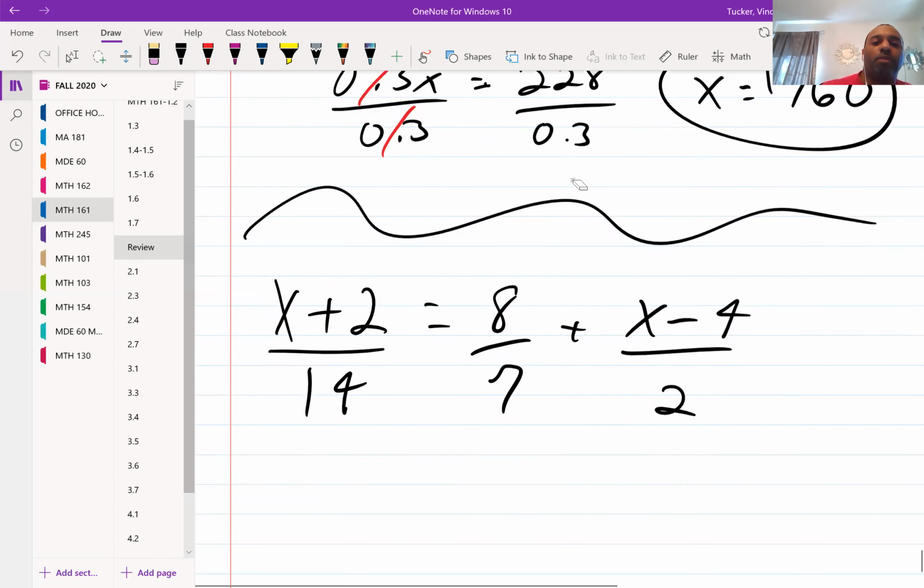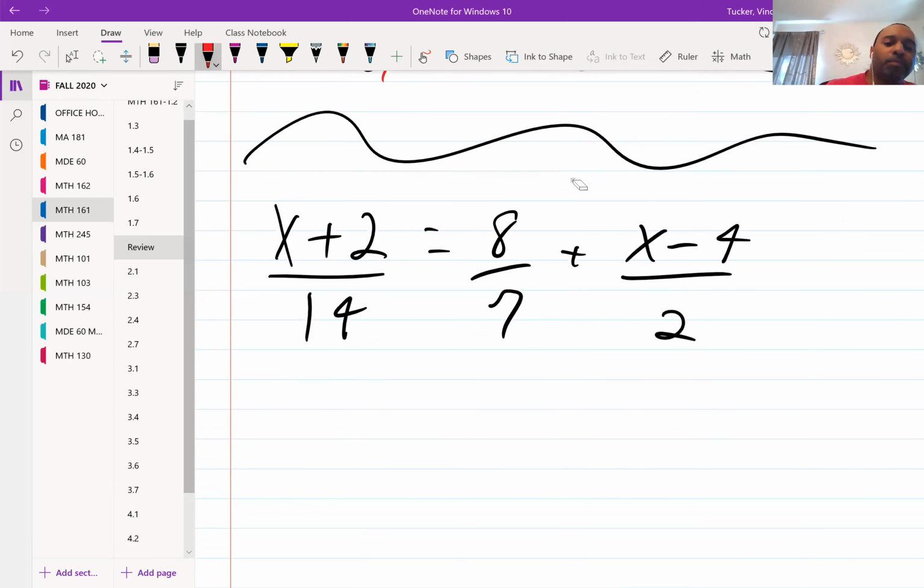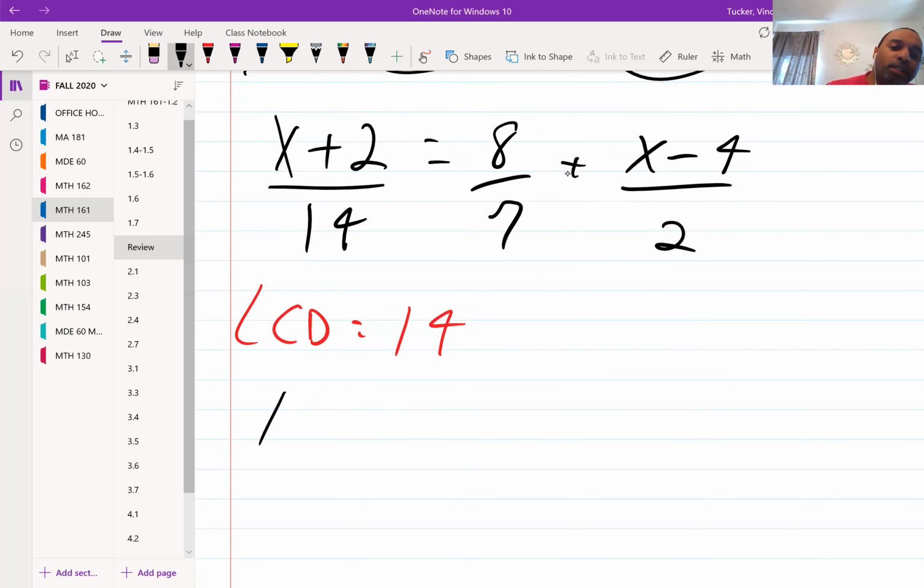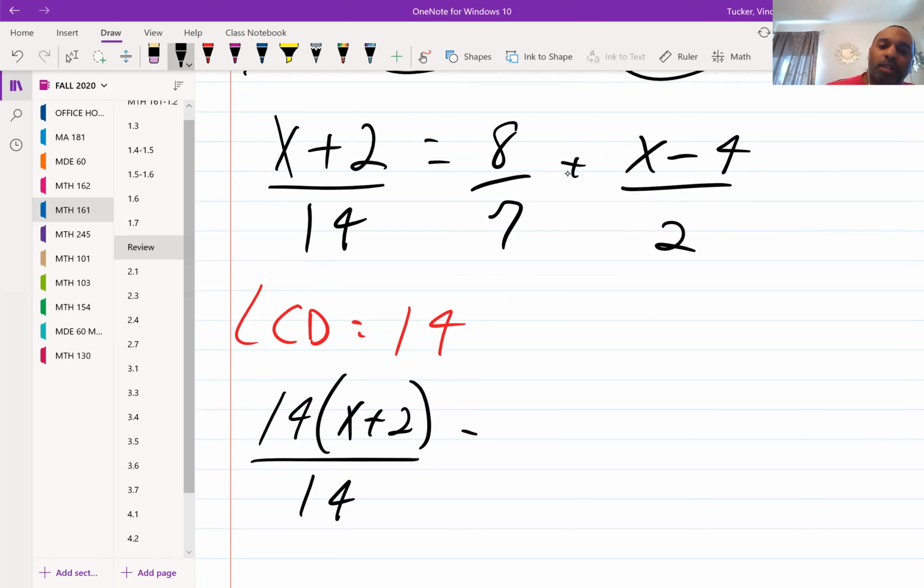All right, so we're going to solve this equation. Find the LCD first, which is 14. We're talking about the smallest number that 14, 7, and 2 can each divide into evenly, and that would be the 14. Then we multiply 14 to each numerator. Mr. Coley, you had this part right. So far, so good as far as your process is concerned.